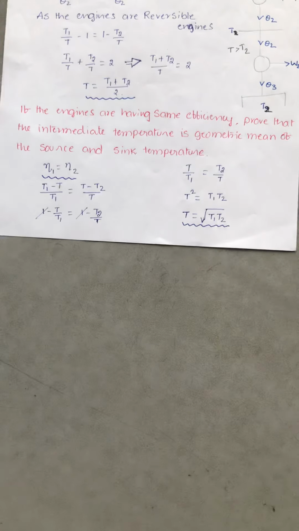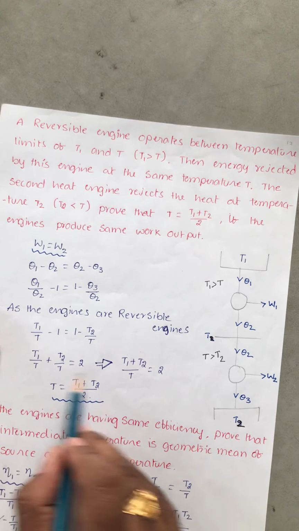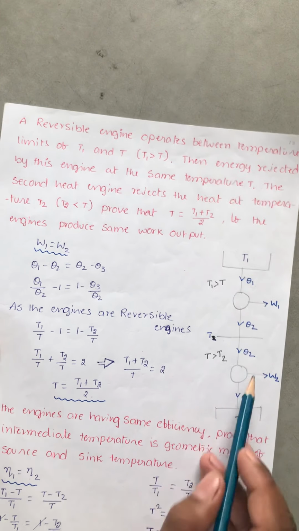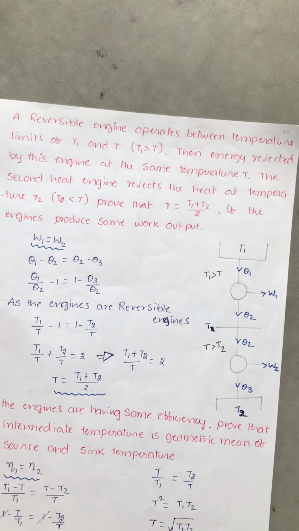So when both the engines have the same work output, the intermediate temperature is the arithmetic mean. If the engines have the same thermal efficiency, the intermediate temperature is the geometric mean of these two temperatures. This is a very, very important question.